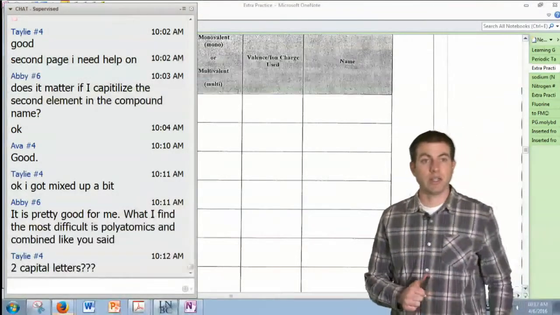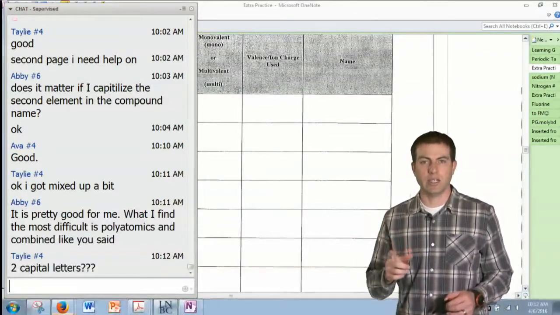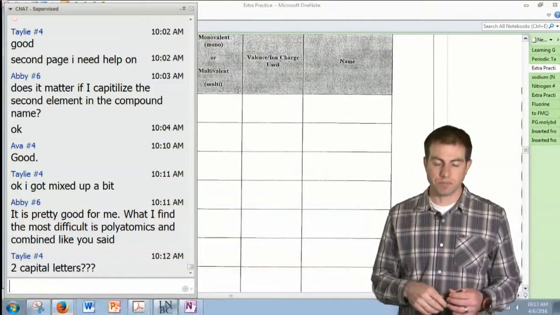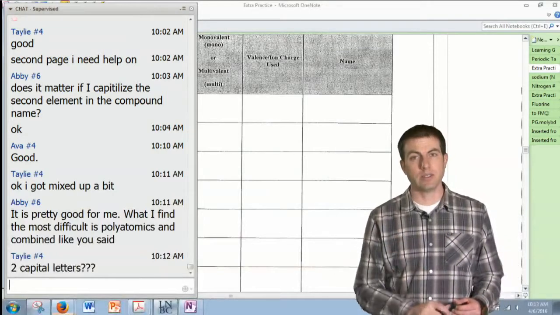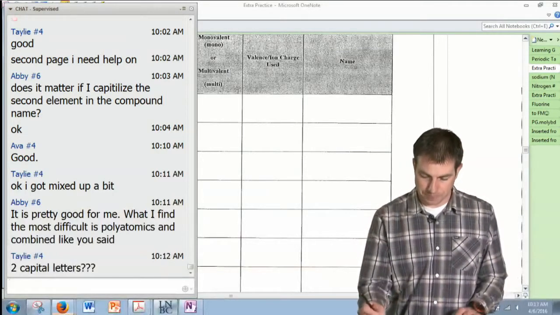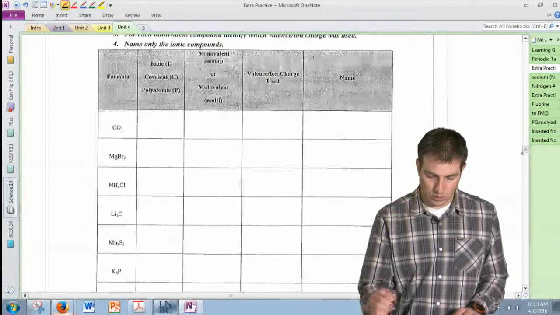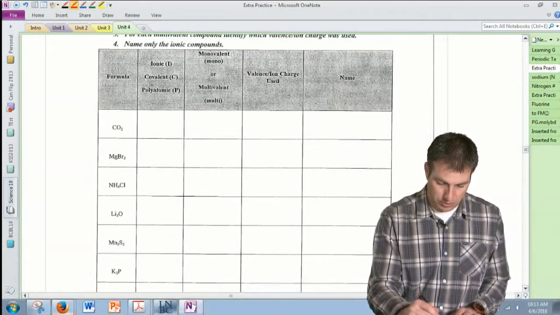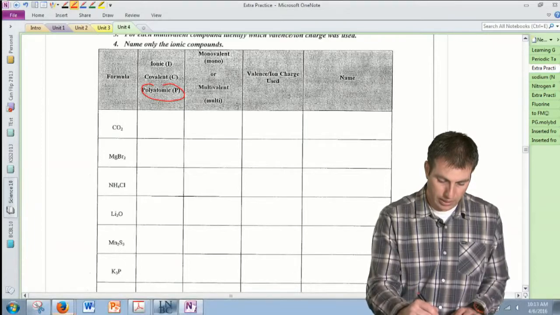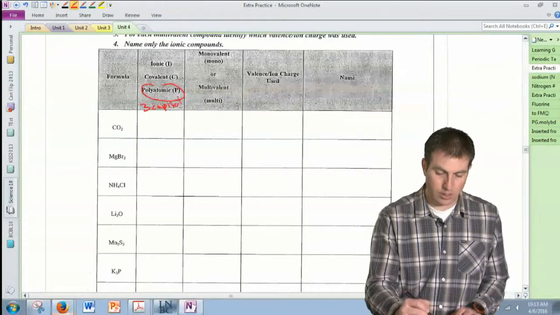Taylor, 2 capital letters, you're on the right idea. It's 3 capital letters. So if we see 3 capital letters, that means we have a polyatomic. So let's see if we can find all of our polyatomics. Polyatomics have 3 capital letters or more.